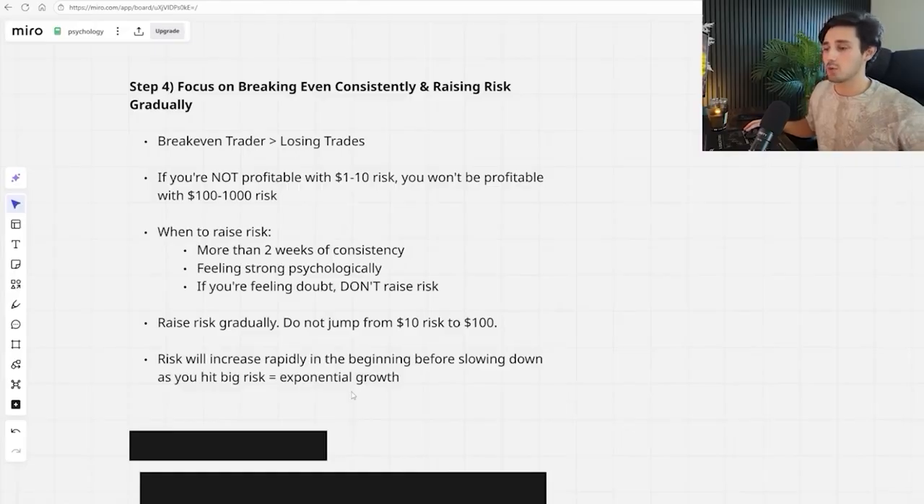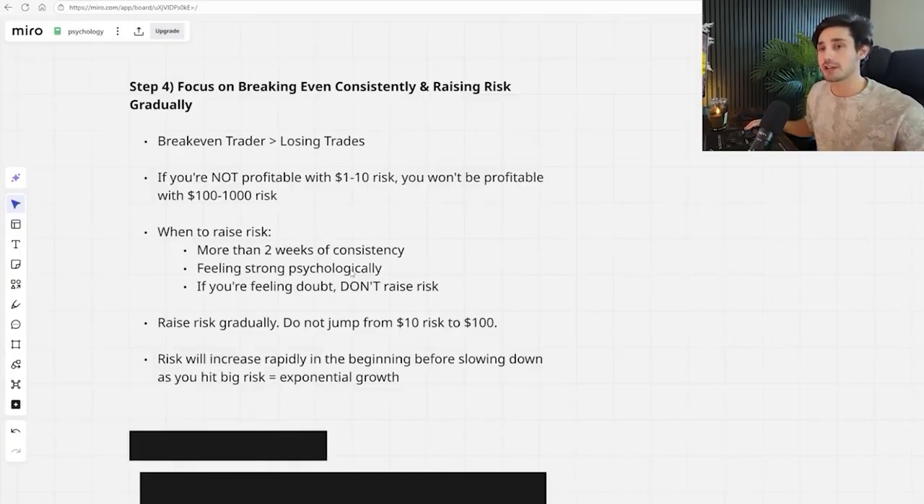If you're risking $1 to $5 per trade, go from 1 to 5, then to 5 to 10. If you're risking $10 a trade, go to 15. If you're risking 15, then go to 25, right? Do it gradually. And I would only raise your risk when you have more than 2 weeks of consistency and when you're feeling strong psychologically. I get asked this question all the time, Emmanuel, when should I raise my risk? I feel like I'm ready, but I'm not sure yet. If you're in doubt, don't raise your risk.